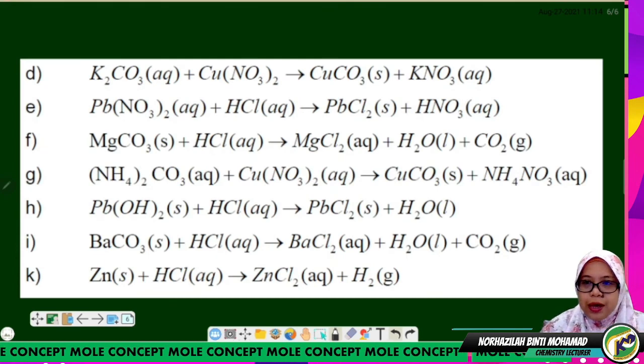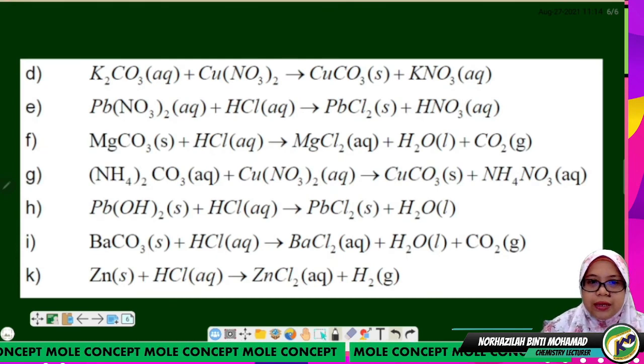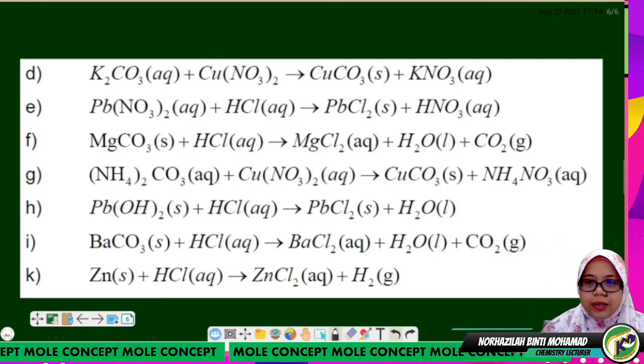So I want all of you to try to balance these 7 equations so that we can discuss it in class.